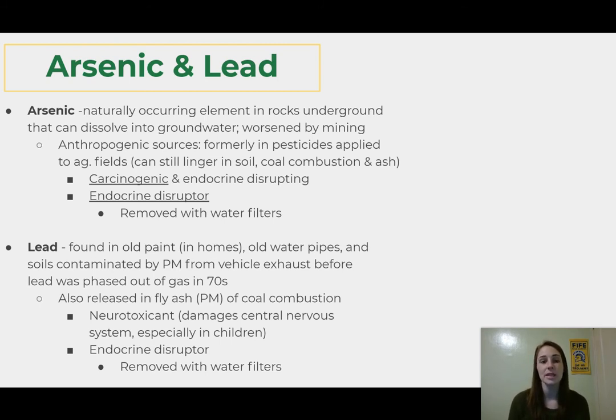And lead is one that can be filtered out with water filters. If people know that they have an old home with lead pipes, then it's really expensive to get it all replaced. So sometimes it's a lot easier to just have a water filter on it. I rented an old house and we had a water filter on it that just filtered out the lead to make sure that we weren't ingesting any of it.